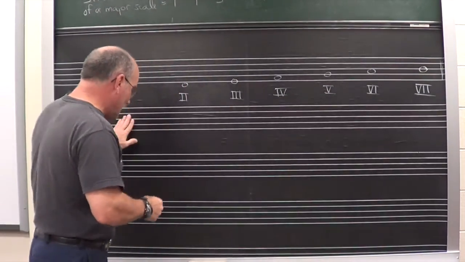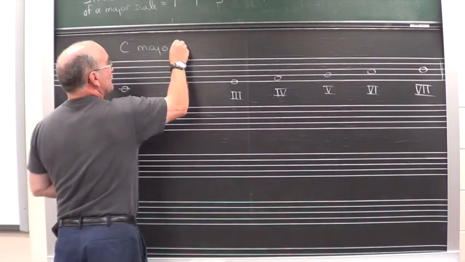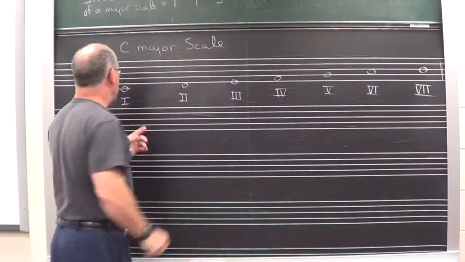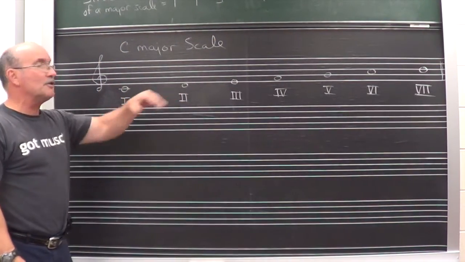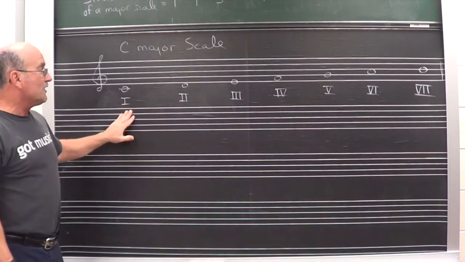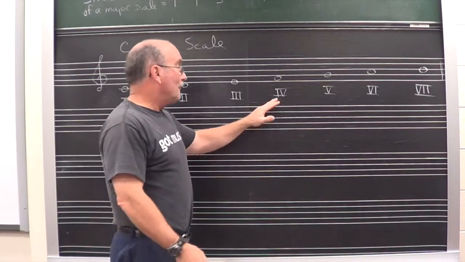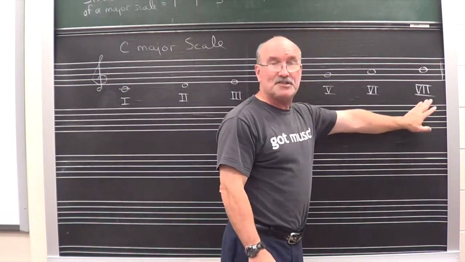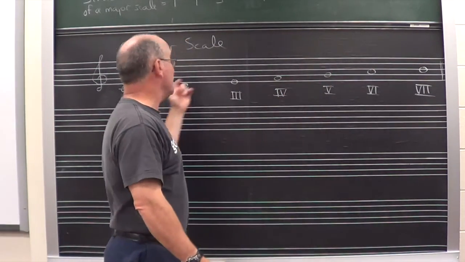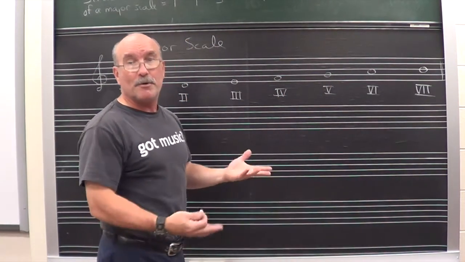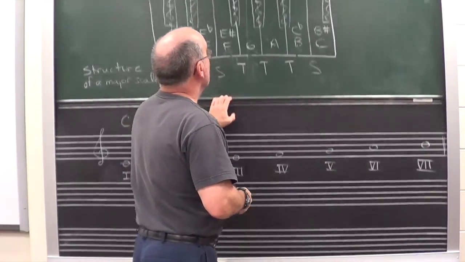So in the C major scale, this is the C major scale, and it's important to note that we use Roman numerals, first of all, when we're talking about the degrees of the scale. This is the first degree, second degree, third degree, or third note, fourth note, fifth note, sixth note, and seventh note of the C major scale. The eighth note, of course, will be the same as the first. That's what we start on, we end on. That's what a scale does.